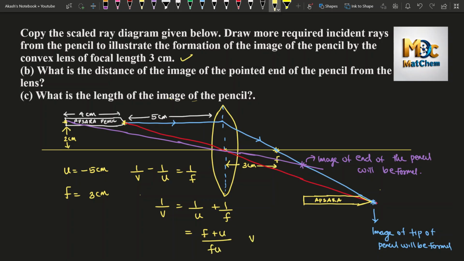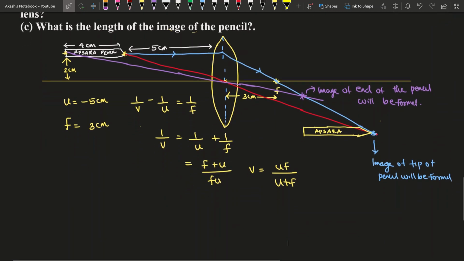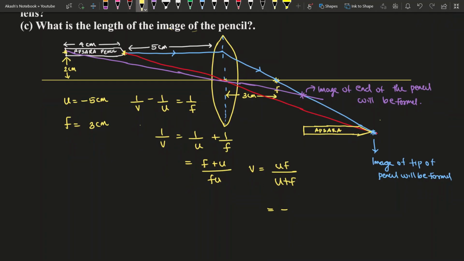If you find out v, v will be equal to uf divided by u plus f. Substituting the values, we know that u is equal to minus 5 and f is equal to 3. So u is equal to minus 5, f is equal to 3. This will be equal to minus 15 divided by minus 2, that will be equal to 7.5 centimeter.